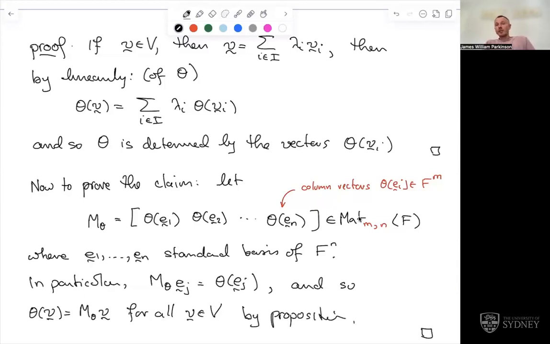Okay. Just to emphasize that again, when our linear transformation is from our favorite vector space, let's say F^n to F^m, then it's just multiplying by a matrix. So linear transformations are nothing more than matrices in that sense.